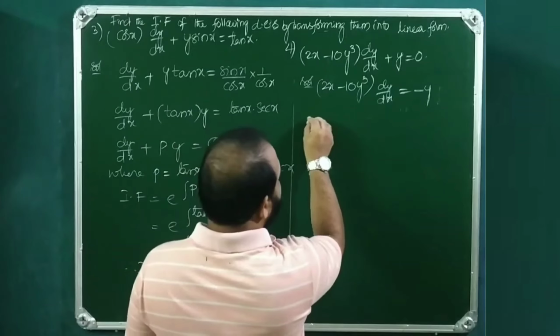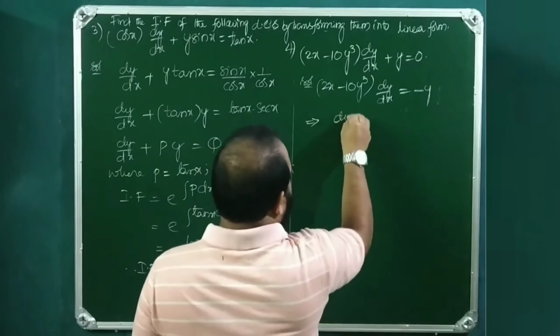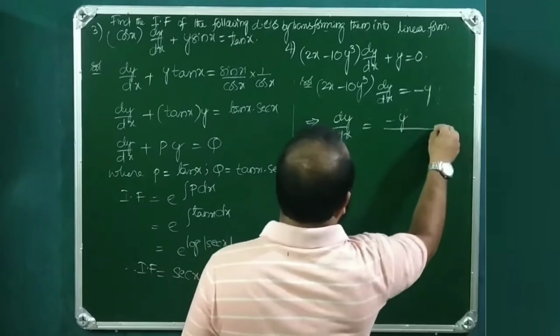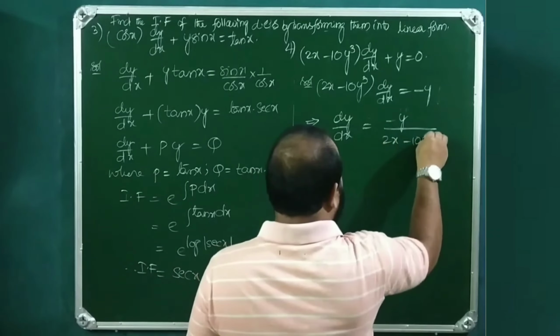This is equals to dy by dx equals minus y by 2x minus 10 by q.